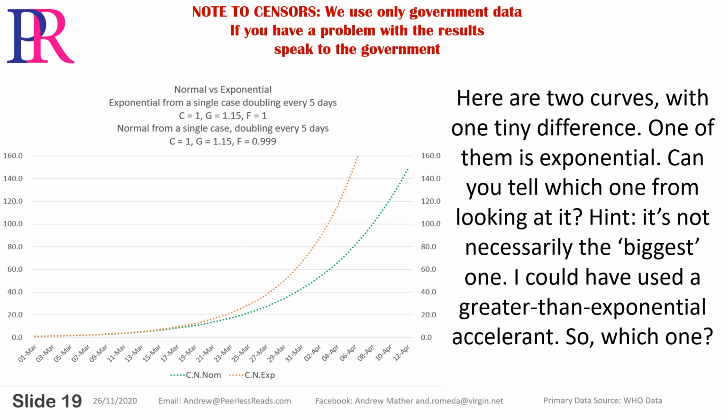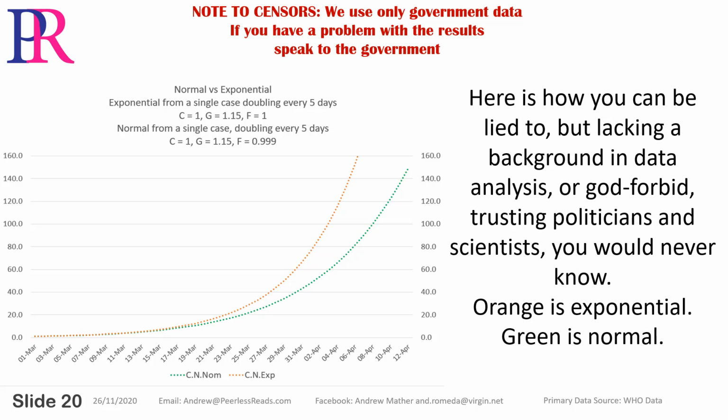Here are two curves with one tiny difference. One of them is exponential. Can you tell which one from looking at it? Hint, it's not necessarily the biggest one. I could have used a greater than exponential accelerant. So which one? Here is how you can be lied to, but lacking a background in data analysis or, God forbid, trusting politicians and scientists, you would never know.